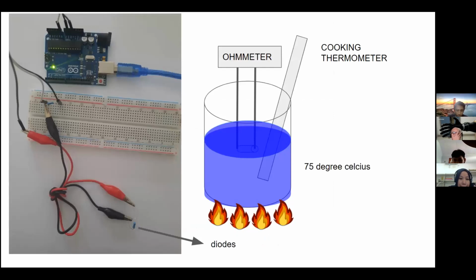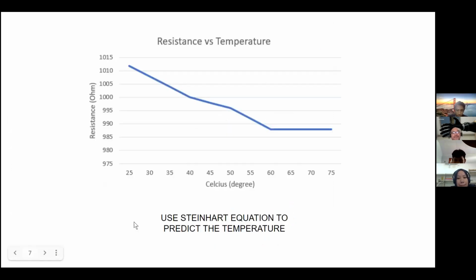I actually have tried to use a resistor, which is also a semiconductor, to measure temperature. And this is the graph of resistance versus the temperature. We can use this result and put it into the Steinhart equation to predict the temperature at a given resistance.